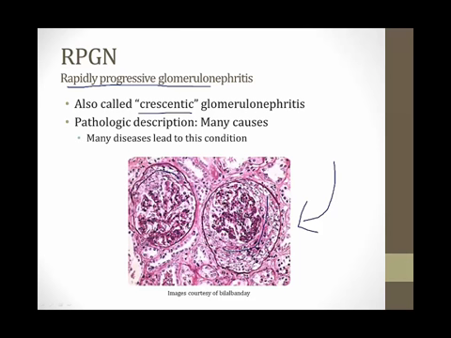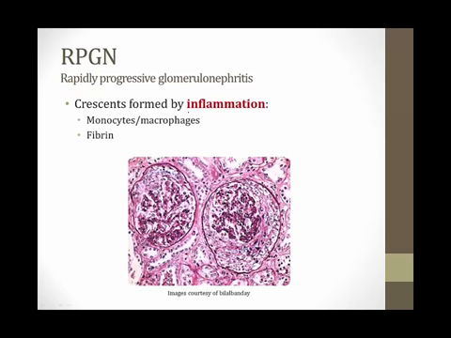Now, RPGN is really a pathologic description. It's not a cause of the nephritic syndrome. There are many diseases that lead to this pattern on renal biopsy and cause this condition. The crescents seen on biopsy are formed by inflammation. You can find within them monocytes and macrophages and fibrin and other inflammatory elements. What RPGN really represents is a common pattern of inflammation in the glomeruli that results from many different diseases. However, once this pattern occurs, it is rapidly progressive. The crescents form quickly, the kidneys shut down, and this can very rapidly lead to severe renal failure.